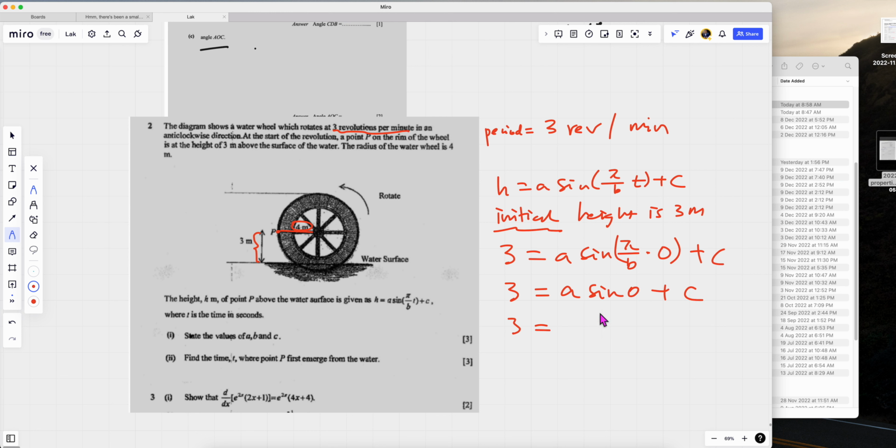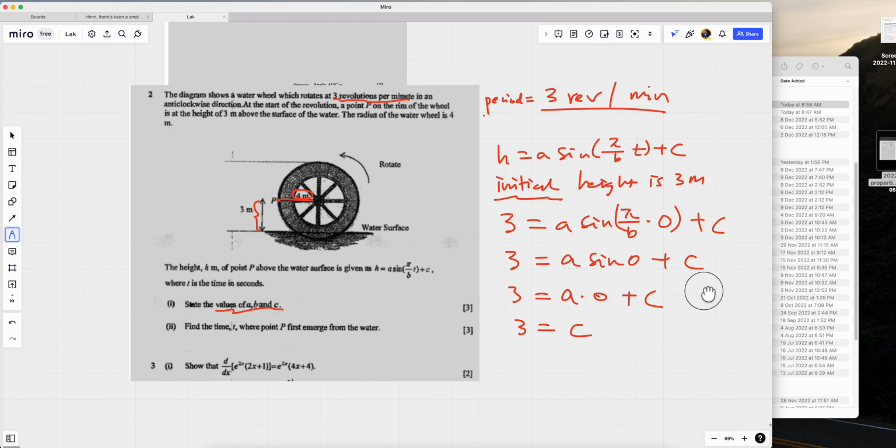what? Oh, 0. Okay, so it's 0. So therefore you can find out C equals 3. Okay, so they ask you to find out the value of A, B, C, right? So C is completed. Now you also have the period, which is 3 revolutions per minute.